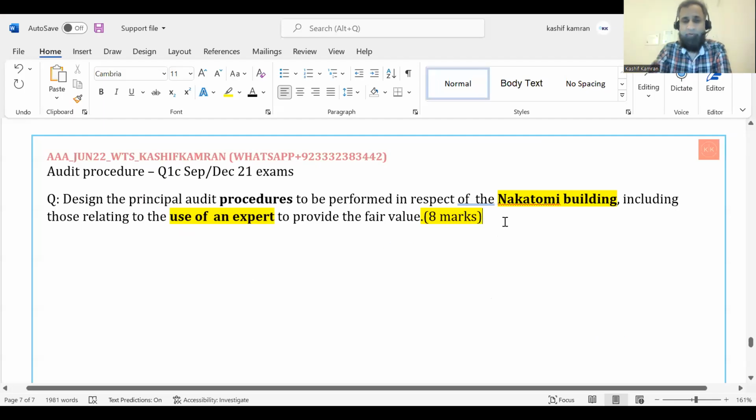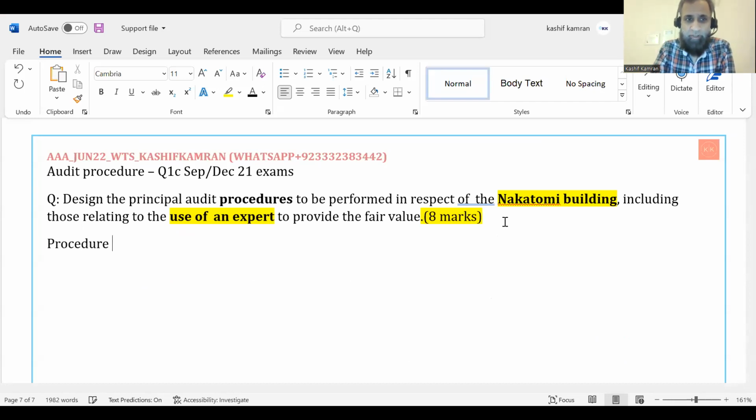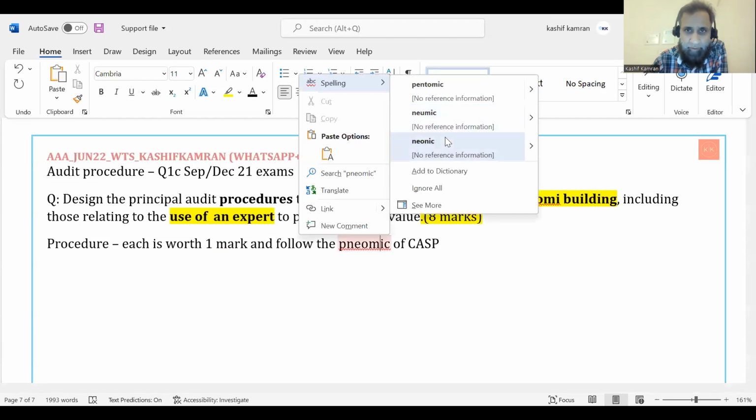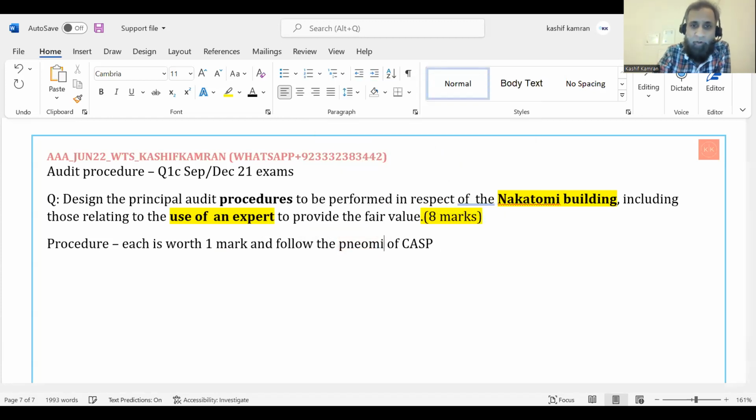So when you're writing a procedure, each is worth 1 mark, and follow the mnemonic of CASP. Follow CASP. Let's see how. Let's demonstrate that. Demonstration. Now see what I do.